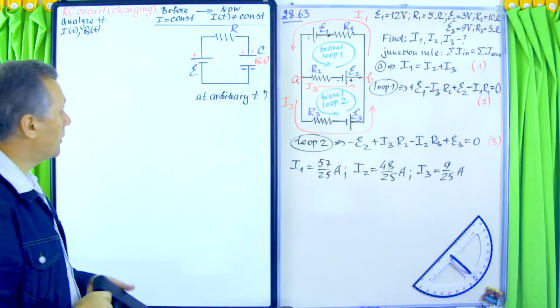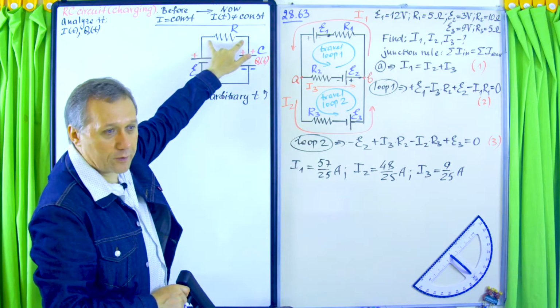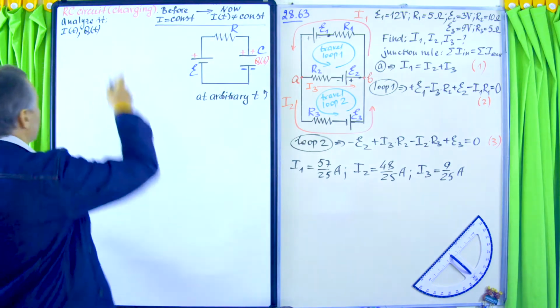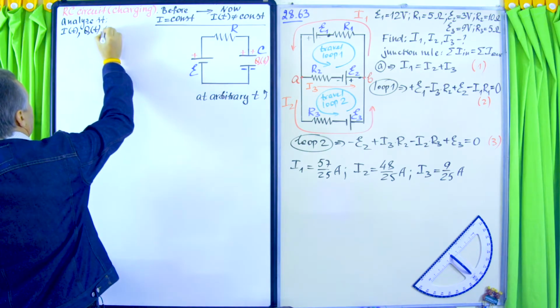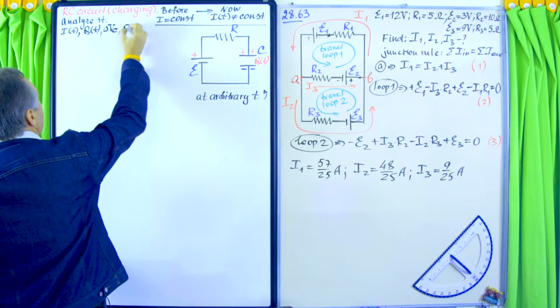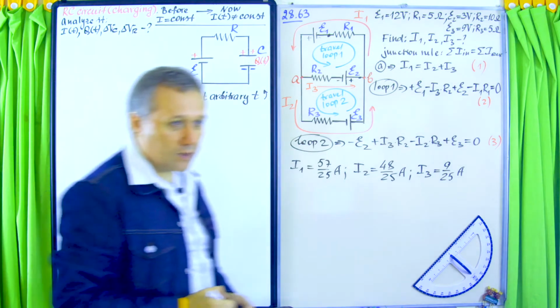Then what else we can ask for? What about potential difference across the resistor? And what about potential difference across the capacitor? So delta V sub C and delta V sub R. So these are possible questions that can be asked.